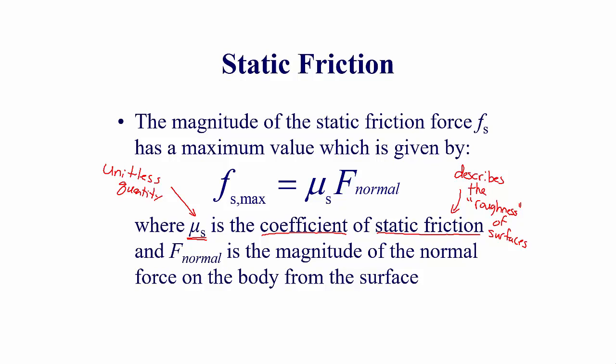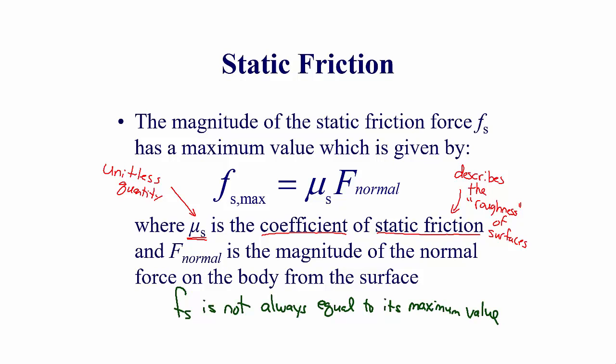Mu sub s is called the coefficient of static friction. It's a unitless quantity, and it describes the roughness of the surfaces. The rougher the surfaces are, the larger that coefficient of static friction is. So the maximum force of static friction equals the coefficient of static friction times the normal force. Again, the normal force is how hard the two surfaces are pushing against each other.